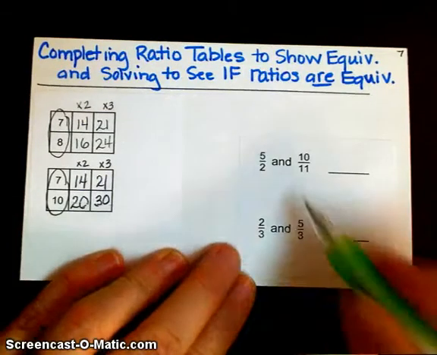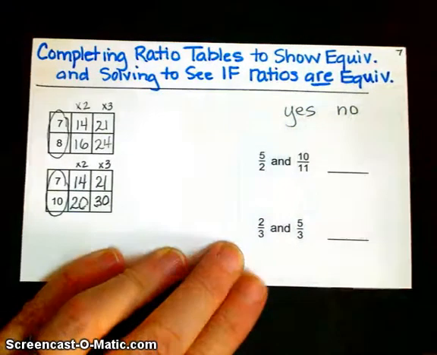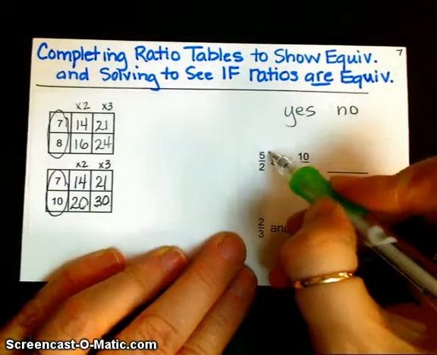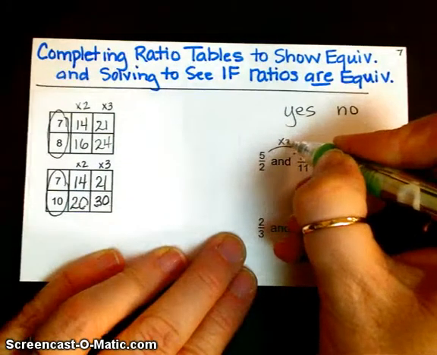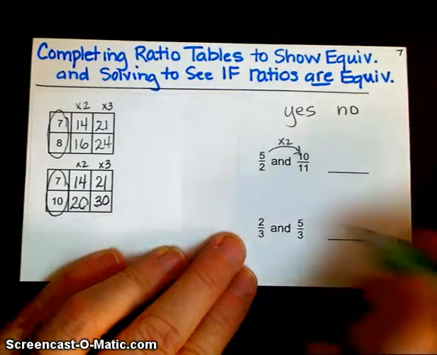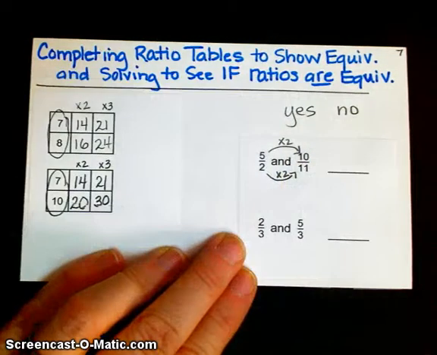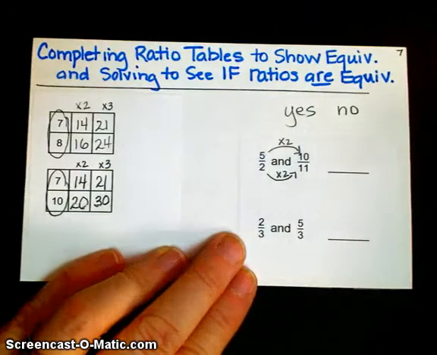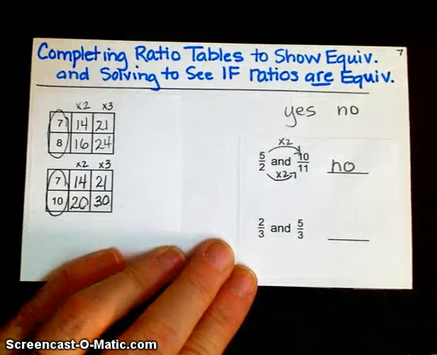Now let's look and see if these are equivalent. These are going to be yes, no answers. Let's look at 5, and what do we have to do to 5 to make it become 10? We have to multiply it by 2. The only way these can be equivalent is if the bottom was equal to multiplying times 2 as well. Well, does 2 times 2 equal 11? Nope. So our answer here would be no, they're not equivalent.